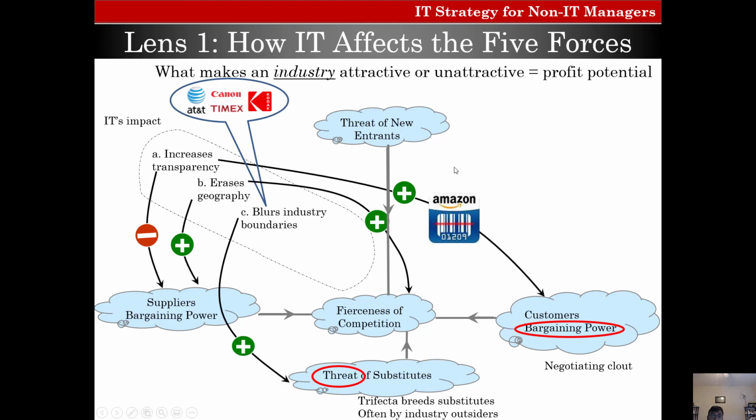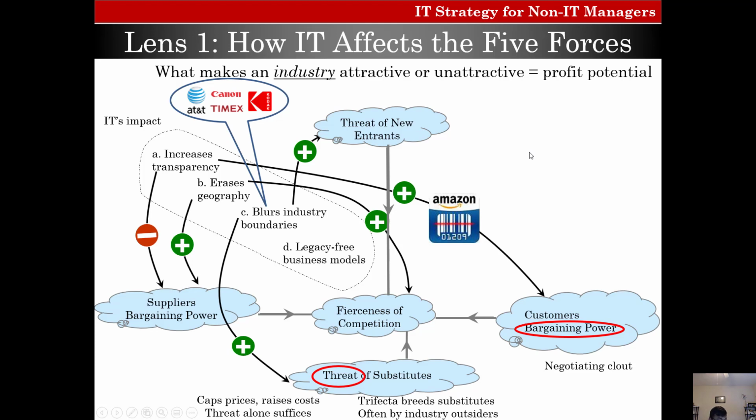And therefore industry boundaries are blurred, which increases the threat of substitutes. And just the threat of having substitutes affects the fierceness of competition. It caps prices, raises costs, and it has a huge effect on the industry. And also you have the threat of new entrants because of blurring industry boundaries.